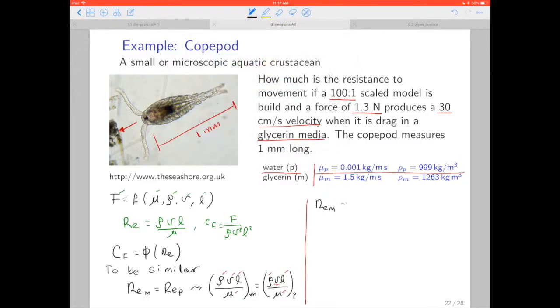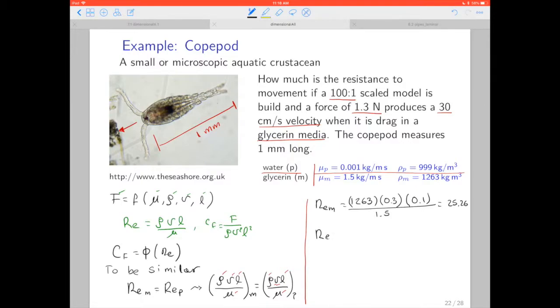So we have Reynolds in the model, let's compute Reynolds in the model. So we have density, which is for the glycerin 1263, multiplied by the velocity, which is 0.3 meters per second, multiplied by the length, which is 0.1, and this is going to be divided by the viscosity of the model, which is 1.5, and so this is going to be 25.26. So this is clearly laminar.